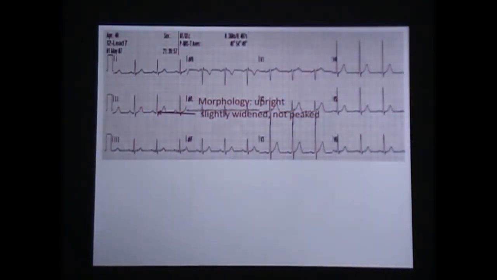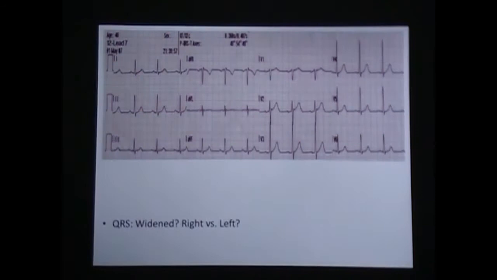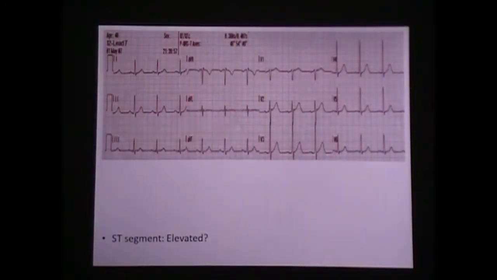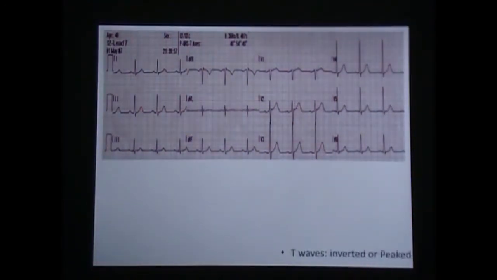Slightly widened, but not much. You know, not enough to have an issue. You already said no bundle branch block. Okay. ST elevation. You said primarily in V2. Yeah. But not concurrently. Okay.